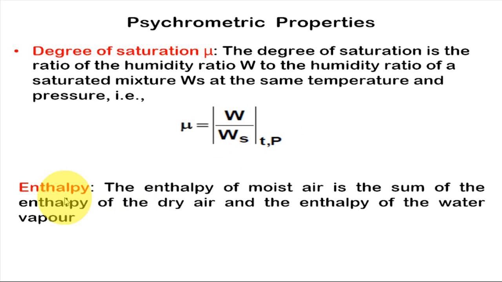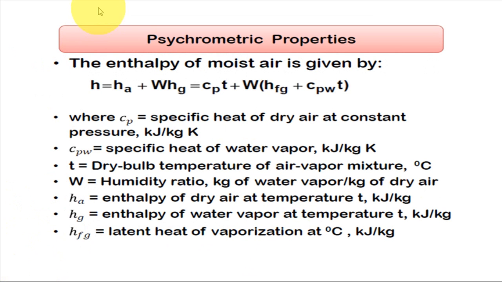Next, we define the property enthalpy. The enthalpy of moist air is the sum of the enthalpy of dry air plus the enthalpy of water vapor. So we define the enthalpy of moist air as the enthalpy of dry air, HA, plus the enthalpy of water vapor, that is W into H. We simplify this equation.